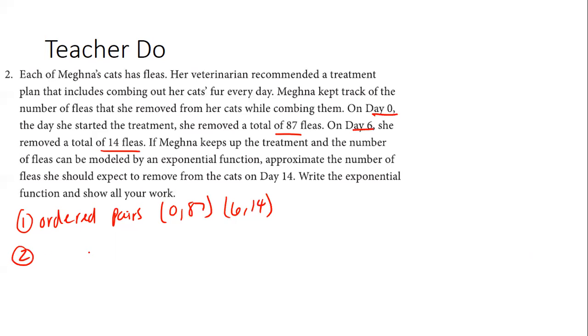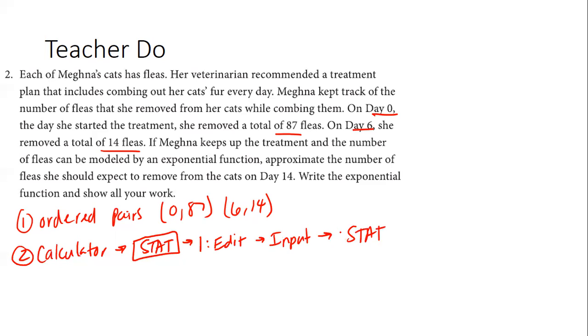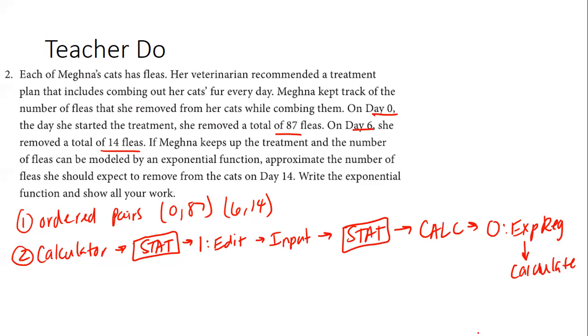Step two is we're going to input into the calculator. In the calculator, we're going to go to stat. Then we're going to press one for edit, and then you're going to input your values. It'll be zero, and so on. After we do that, then we're going to go to stat, and from stat, you're going to go to calc. And from calc, this time we're going to zero for exponential regression, and then calculate. So these are the steps that you're following.